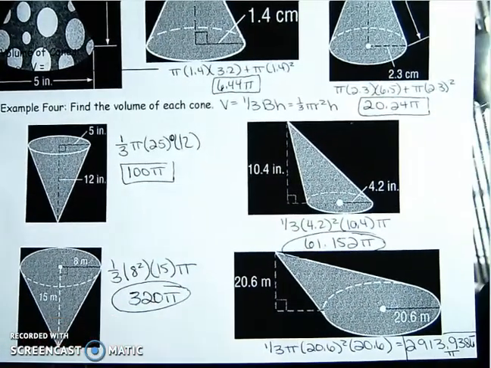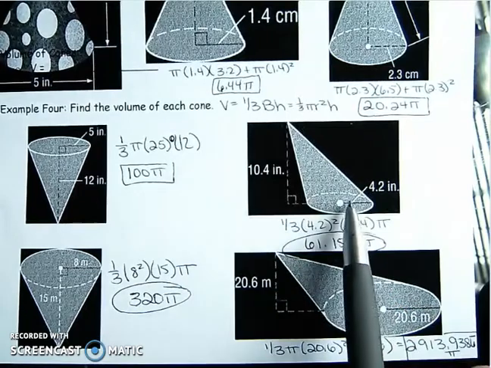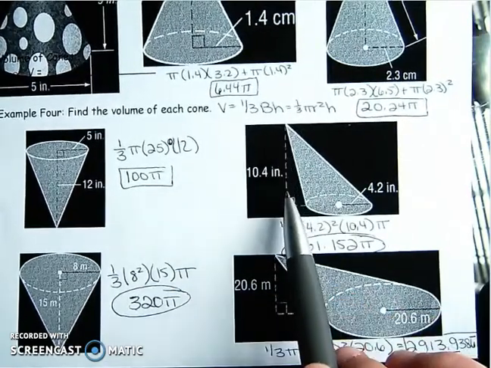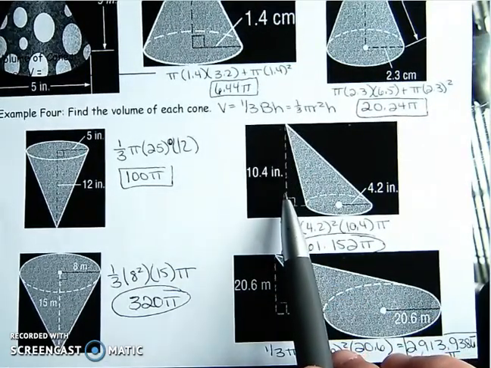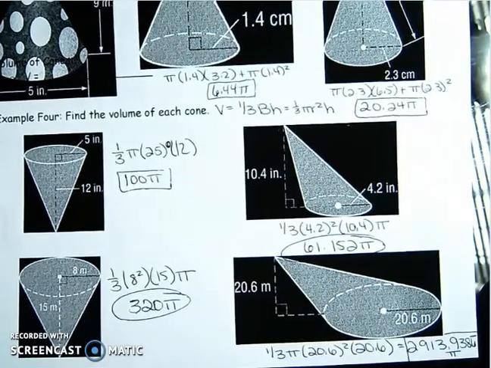And remember, in this case, if I was given the slant height here, you have to have the height. So use the Pythagorean theorem to find it. If you have any questions on cones, now is the time to ask Miss Lewis. If you have any questions on anything with pyramids and cones, now is the time to ask Miss Lewis.